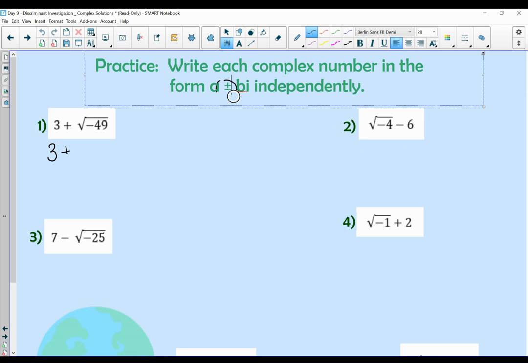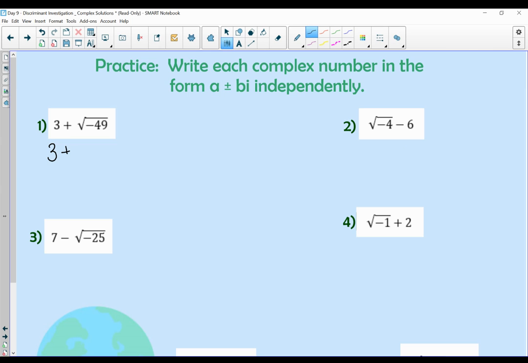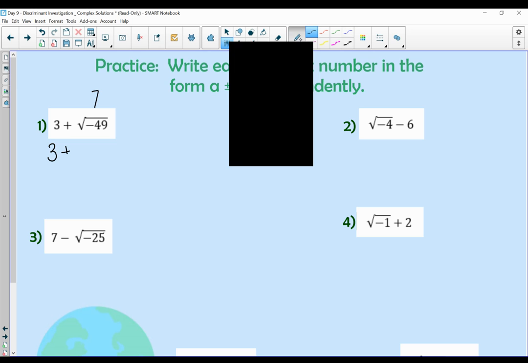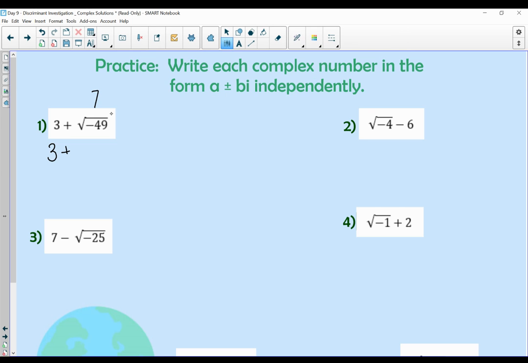There we go. Okay, so for this one, I just need to ask myself, well, what's the square root of 49? Square root of 49 is 7. But I don't care about the square root of 49. I actually care about the square root of negative 49. So when that negative is underneath the radical, all we really need to do is make it an i. So we get 7i here.